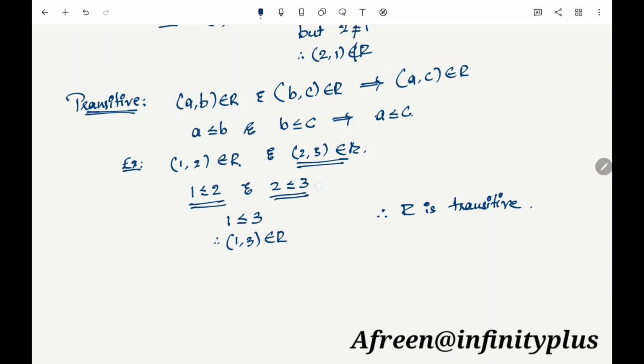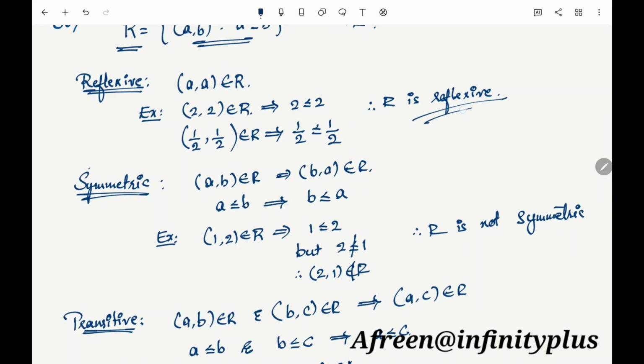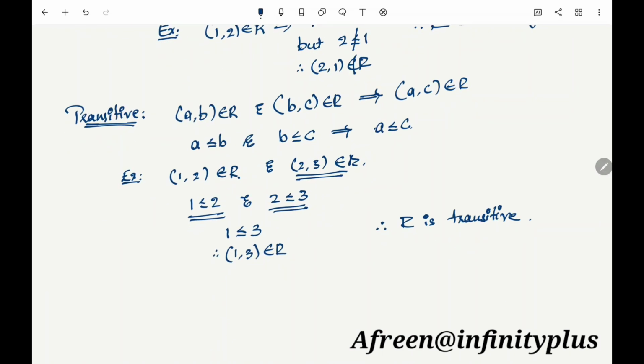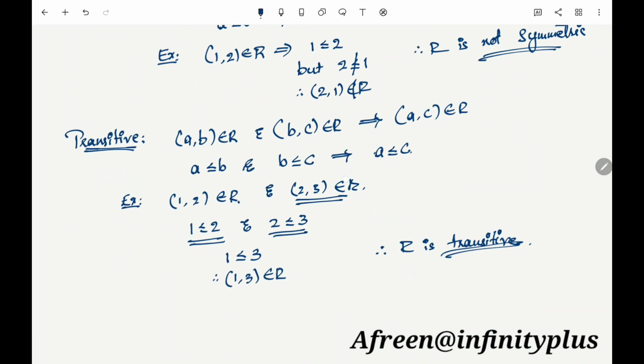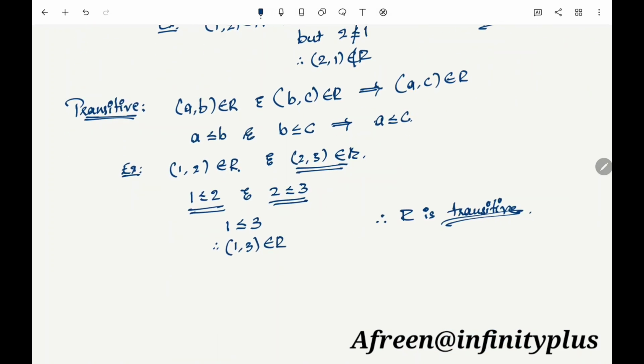So from the above result, you can observe that R is reflexive and R is also transitive, but R is not at all symmetric. So here we have proved the answer for the question which they have given. So let's move to the next question.